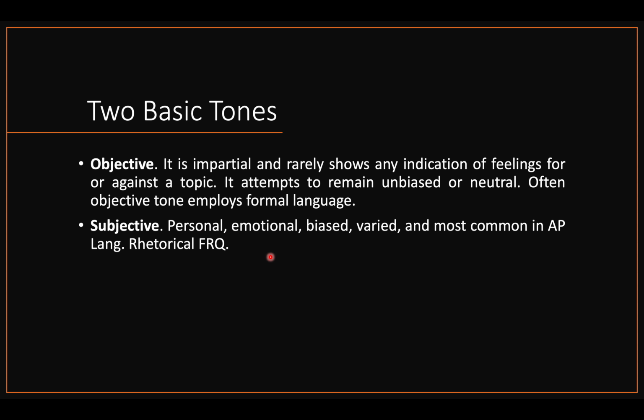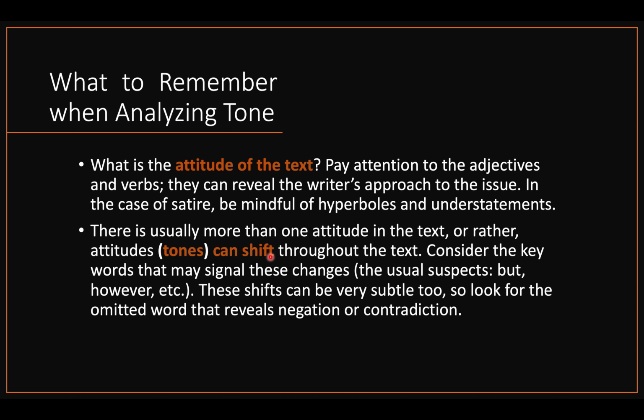Now, when analyzing the tone, we want to remember that there is an attitude, right? And what is that attitude of the text? And this attitude is revealed through adjectives and verbs, images. We have to remember that words themselves are the ones revealing the tone. So we always want to say, this is what I think the tone is because of this word, right?